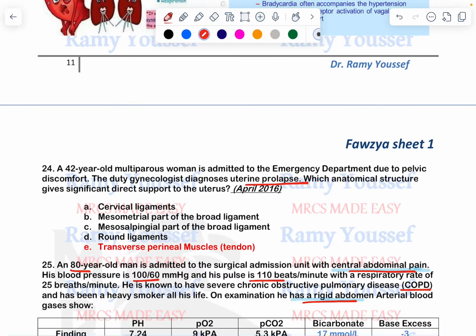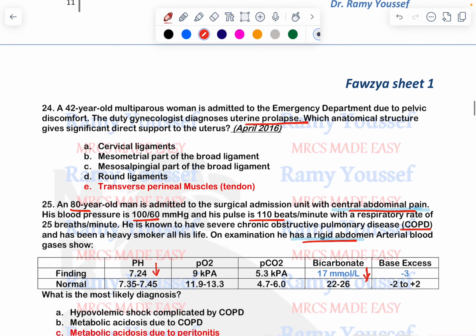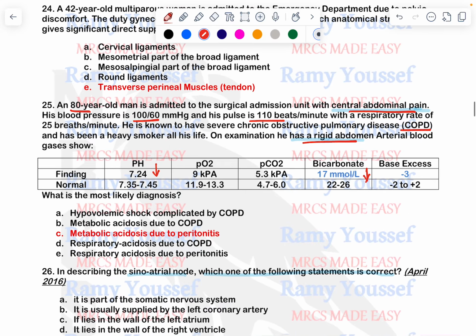So it has to be metabolic acidosis. Actually in COPD also there is respiratory acidosis, it's compensatory. So this is acidosis. pH is decreased, means acidosis. PCO2 is normal. Bicarbonate is decreased, so it is metabolic. This is peritonitis, metabolic acidosis.